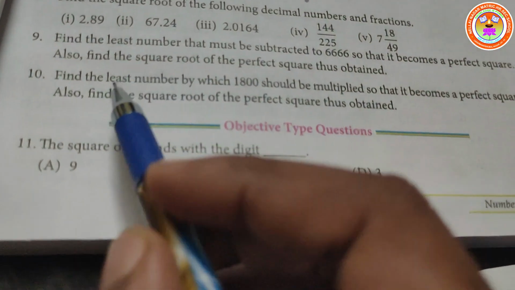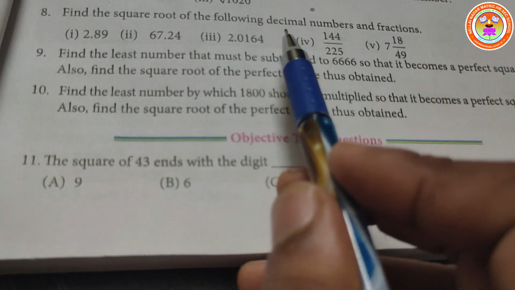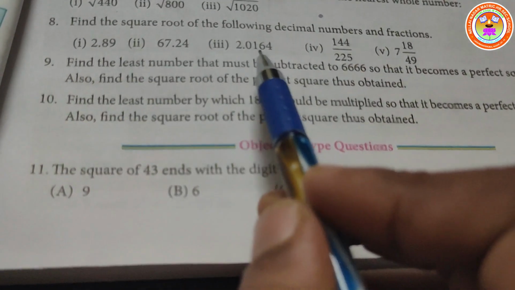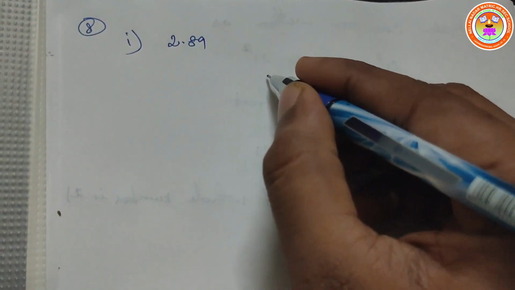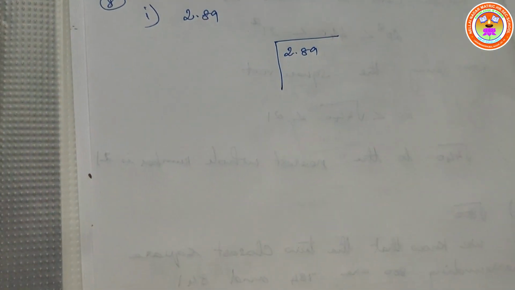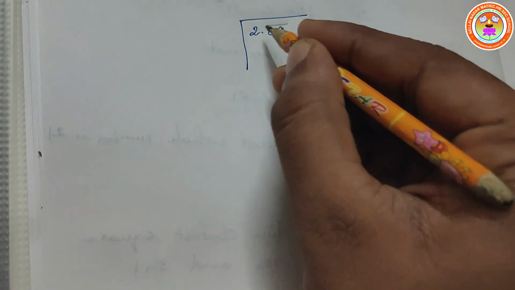The next question is, find the square root of the following decimal numbers and fractions. We will see only the decimal numbers, first subdivision, second subdivision and the third subdivision. First subdivision is the square root of 2.89.